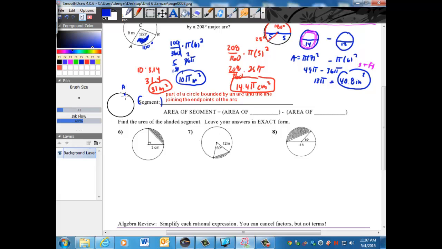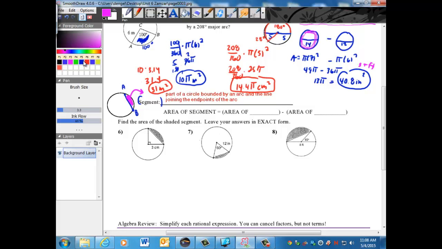So here's A, and then remember that a chord has 2 endpoints on the circle. Okay, and so a segment is going to be the area that's right in here. So this amount in pink right here, this is what our segment is. So we're going to try and find the area of this.